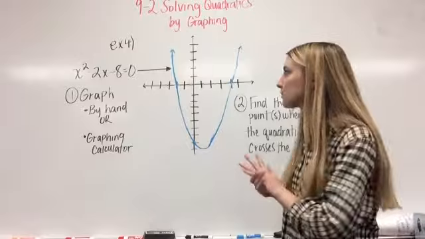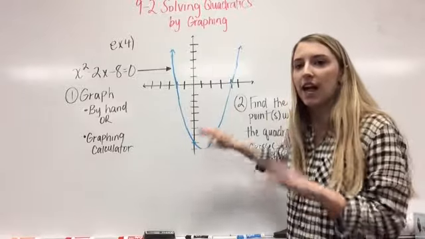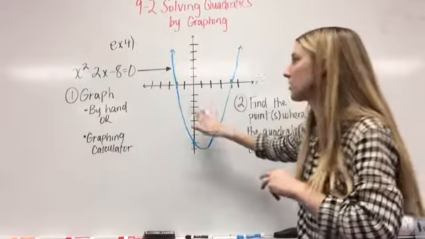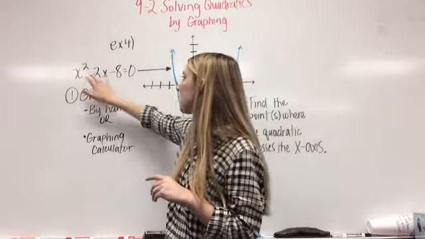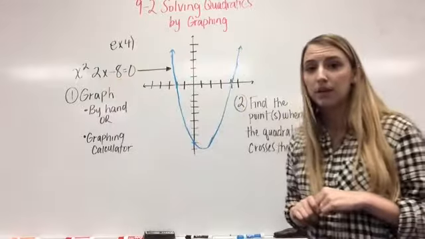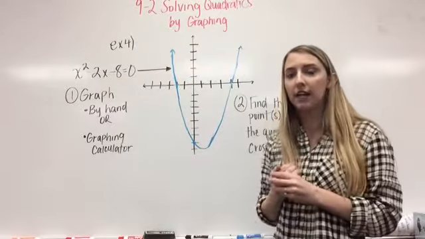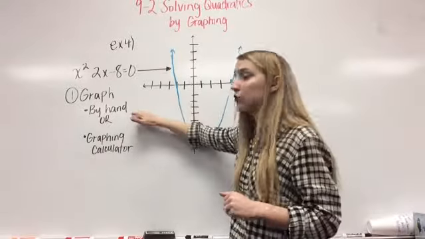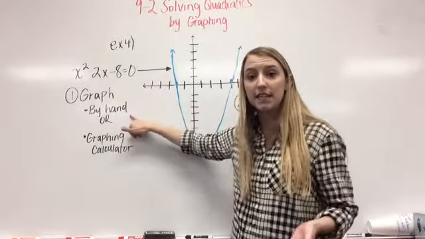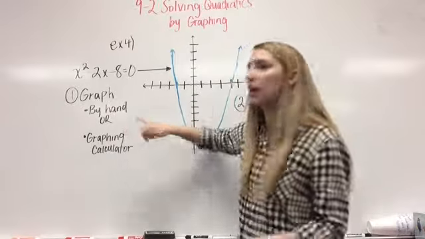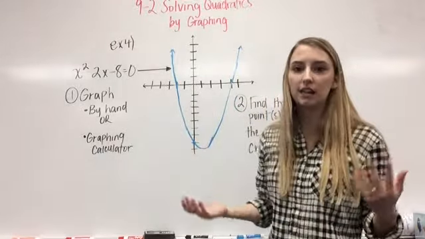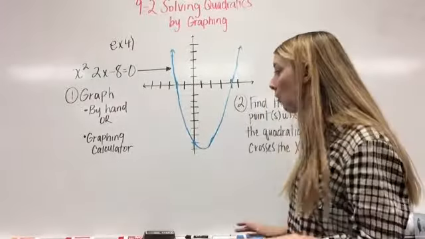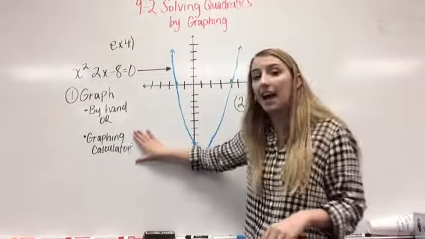So here's what I want you to notice. The question here is just tell me what the solutions are to this quadratic. And the quadratic is x squared minus 2x minus 8 equals 0. So you can find this by graphing, and you can start in one of 2 ways. The first way is you can graph it by hand, which is what we did yesterday and the day before. You learned how to find the axis of symmetry and the y-intercept and the zeros, and then you could graph it by hand. Or you can use your graphing calculator.